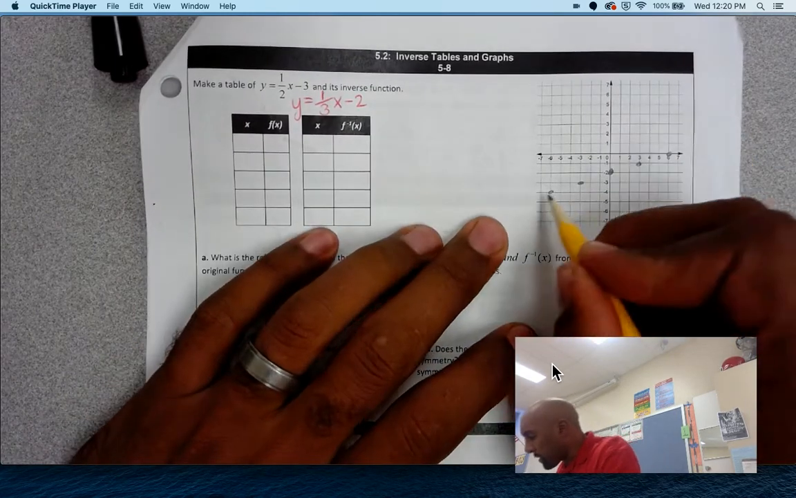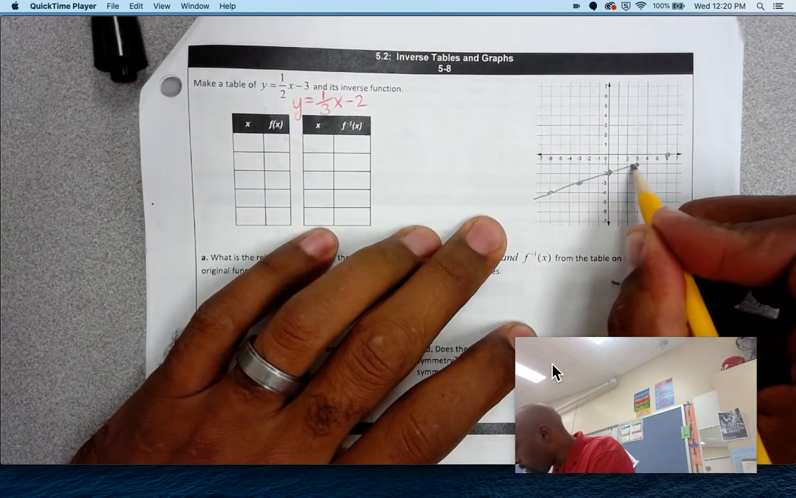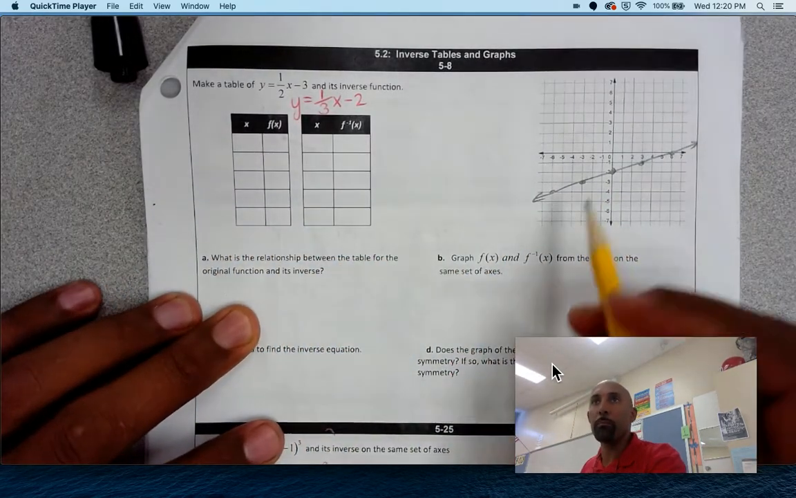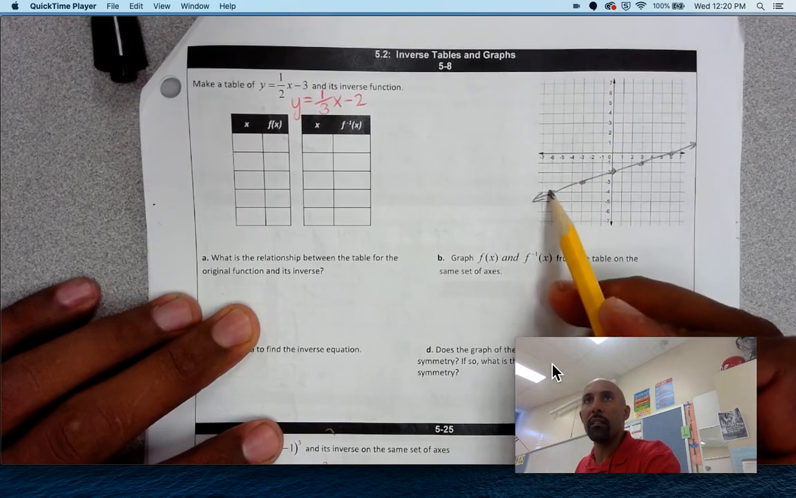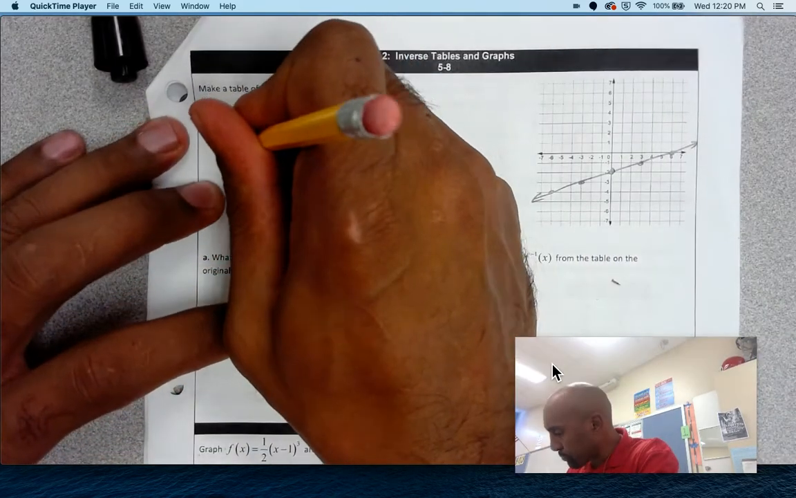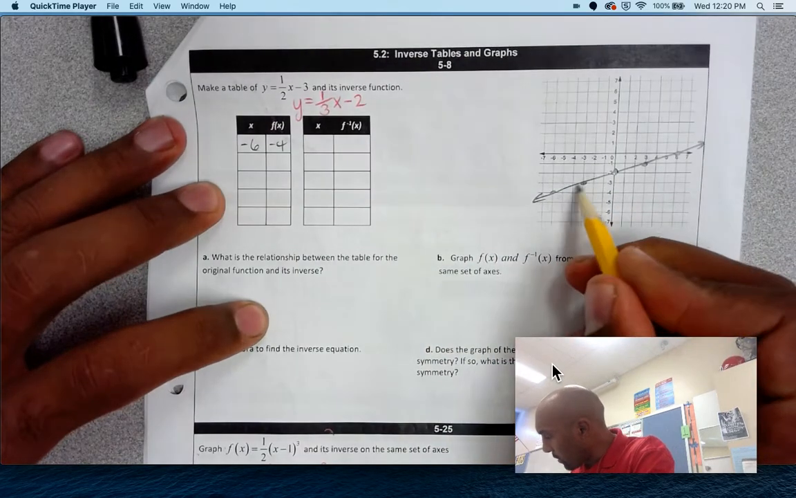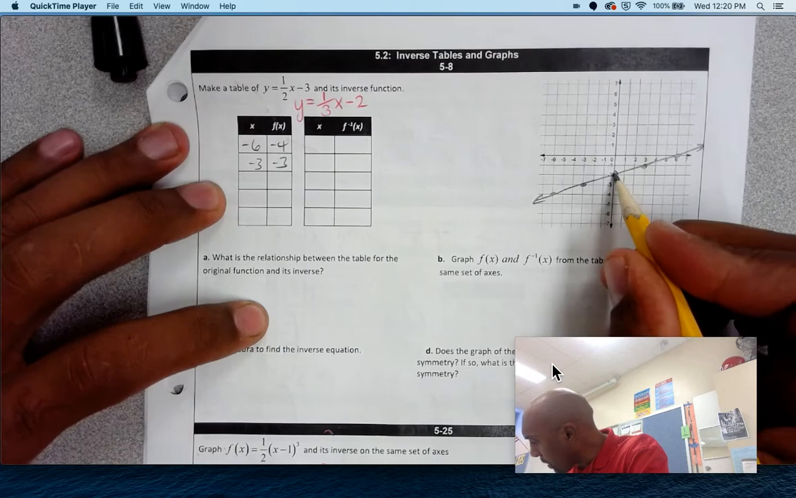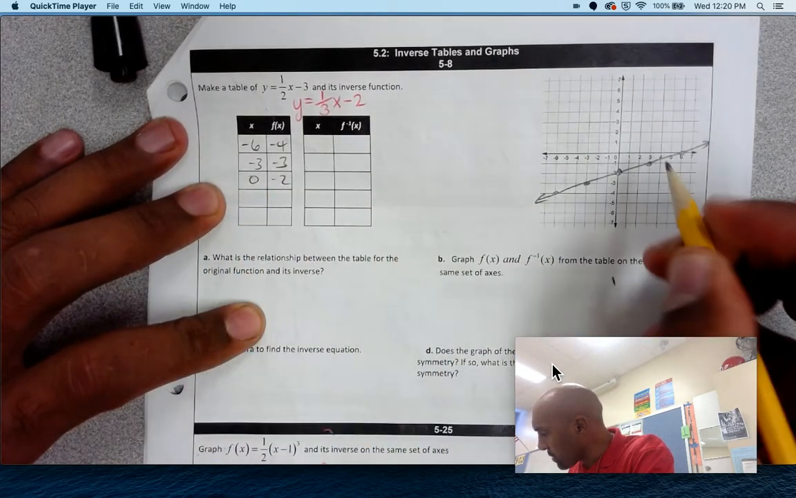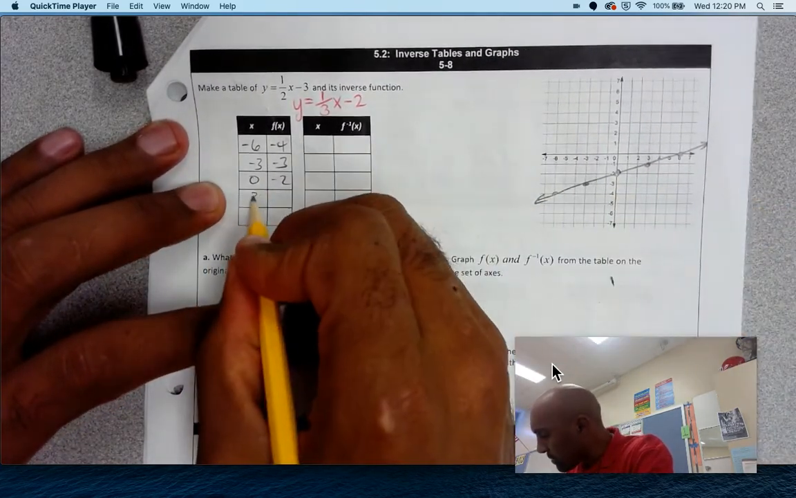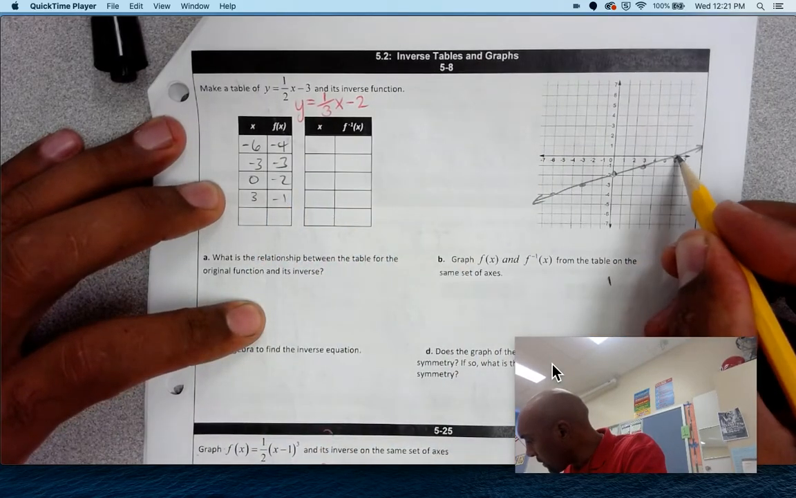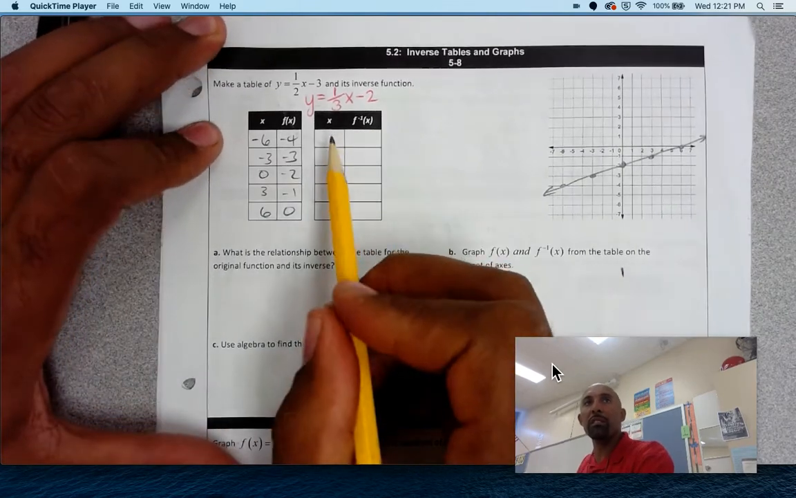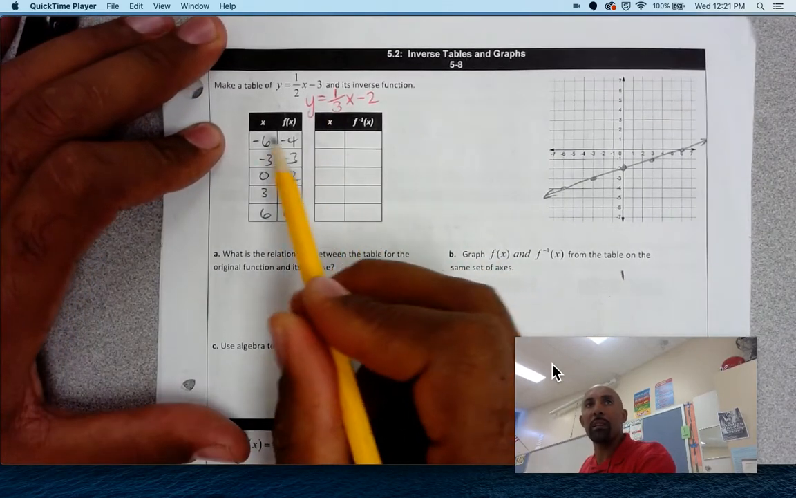All right, so let me complete that line now. There we go. I'm basically just going to use those points right there. So I've got -6, -4. And then right here I've got -3, -3. Let's see, 0, -2. There's your y-intercept. 3, -1. And 6, 0.